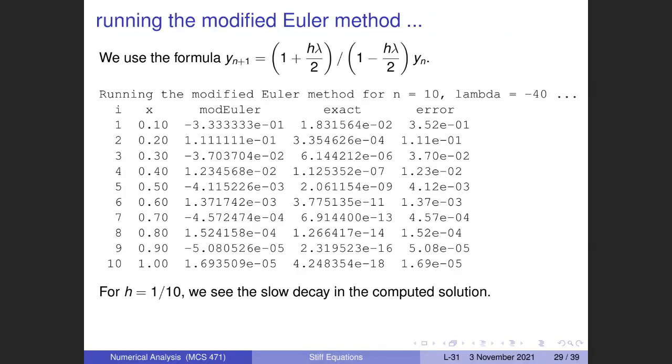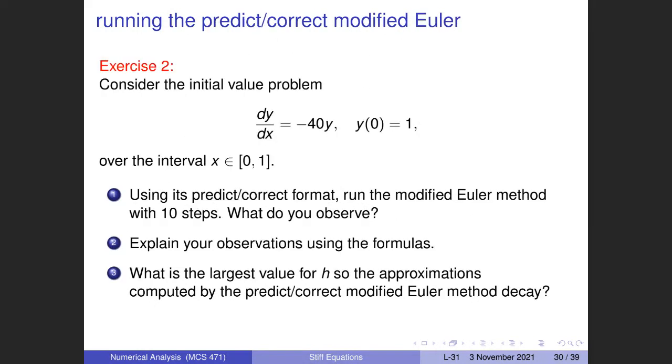All right, so let's run the modified Euler method. And now actually we see that the solution is decaying. So the method is stable, but however, you see that it's not good. We are having a very, very slow decay. All right, let's continue this.